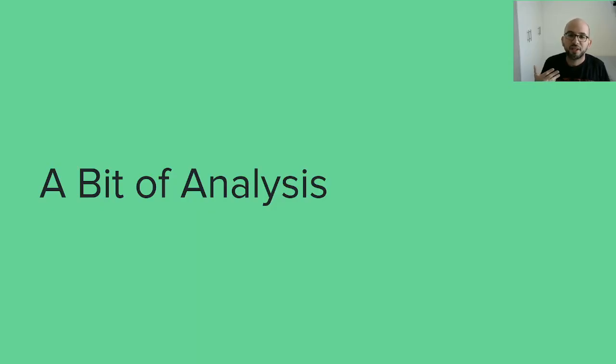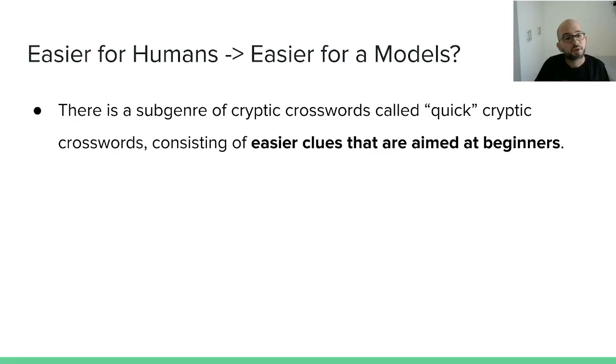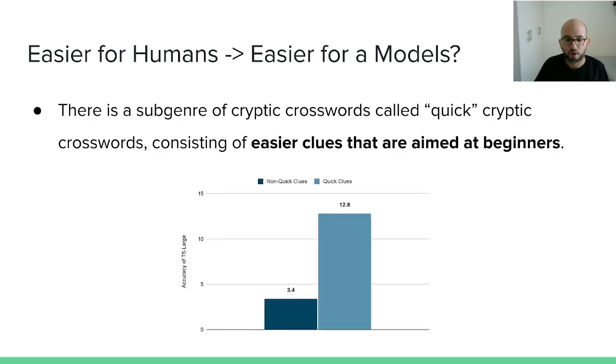Now that we saw that T5 large lags behind human performance by more than an order of magnitude, let's see a bit of analysis. There is a subgenre of cryptic crosswords called quick cryptic crosswords. They consist of easier clues that are aimed at beginners. Are clues that are easier for humans easier for models? Well, it seems so, as T5 solves quick clues almost 4 times better than it solves non-quick clues.